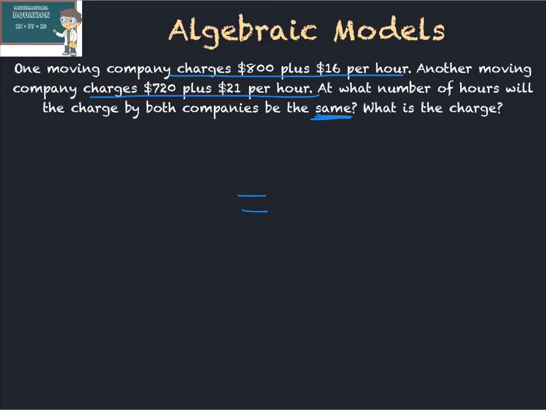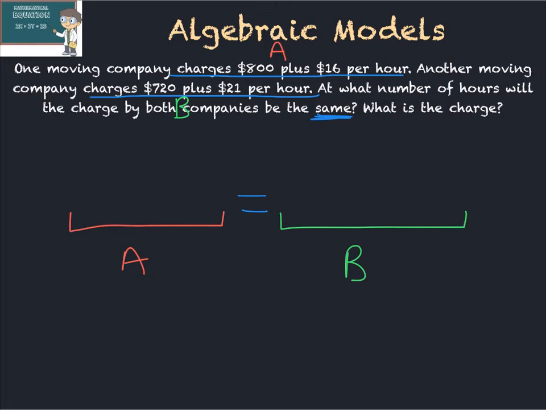So I'll call this moving company A, and I'll call this moving company B. We're trying to figure out when moving company A is equal to moving company B, right? That's what our equation is going to look like. Okay, so first we need to figure out what we're going to write with moving company A, because that's what we're trying to find out.